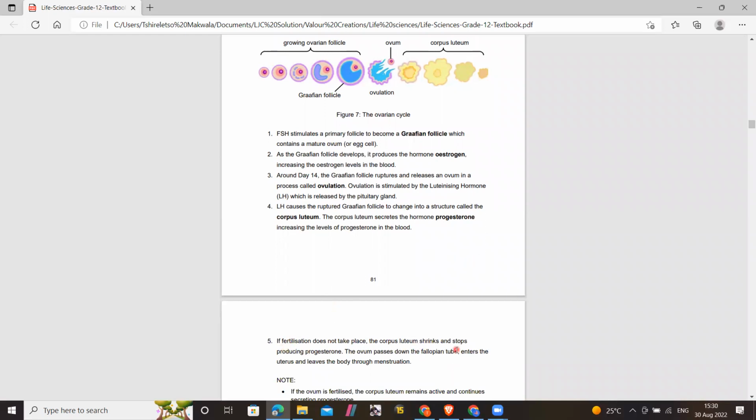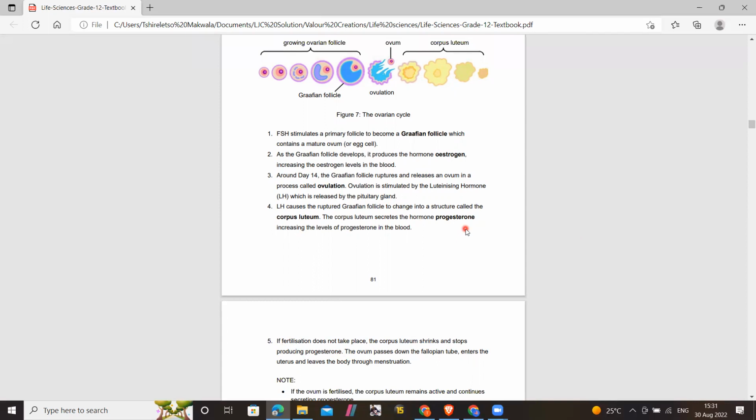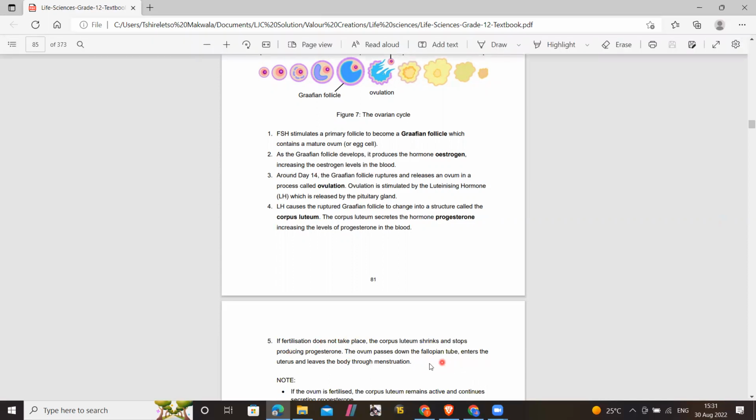If fertilization doesn't take place, the corpus luteum will shrink and stop producing progesterone. Progesterone is a hormone that helps the wall of the uterus, the womb, to become thick. Estrogen has the same effect, to help house the child inside the womb. The ovum passes down the fallopian tube, enters the uterus and leaves the body through menstruation.